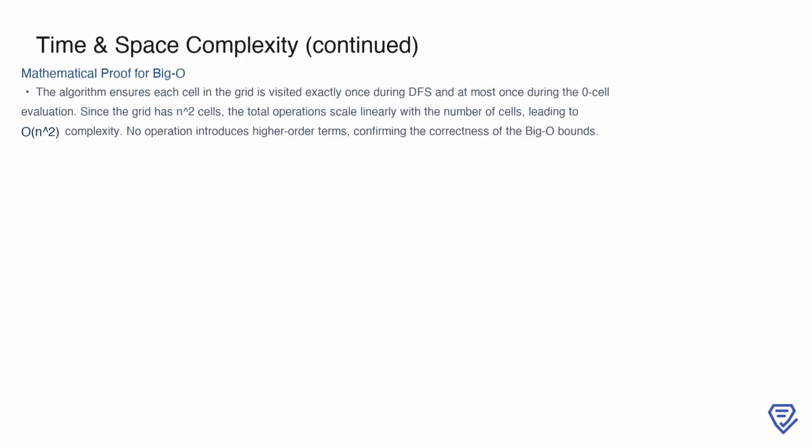Finally, let's confirm the correctness of our big O bounds with a mathematical proof. The algorithm ensures that each cell in the grid is visited exactly once during the DFS phase and at most once during the evaluation of 0 cells in the second step. Since the grid contains n squared cells, the total number of operations scales linearly with the number of cells, resulting in O(n squared) complexity. Importantly, no operation in the algorithm introduces higher-order terms, such as n cubed or n to the fourth, which means our analysis is tight.